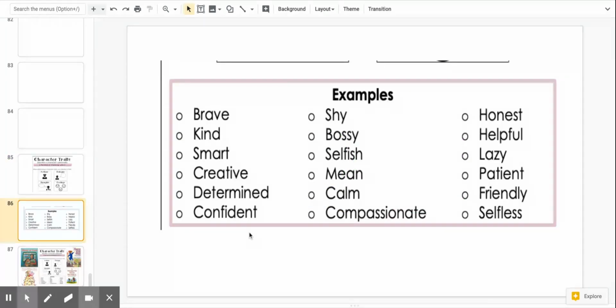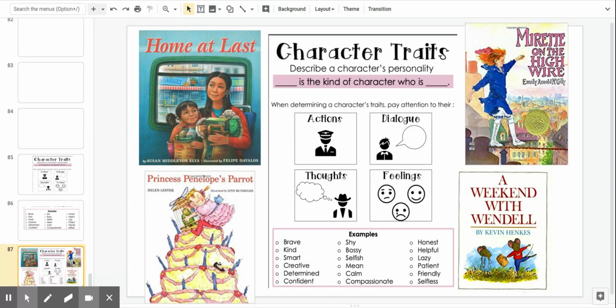Now on this page, I've shared with you some examples of words that are character traits. Like a character might be kind, or smart, or selfish, or mean. Maybe they've been honest, or helpful, or maybe just plain old lazy. Now, here you see 4 books that we had the chance to read together this year. And in the middle, you see our character trait lesson.